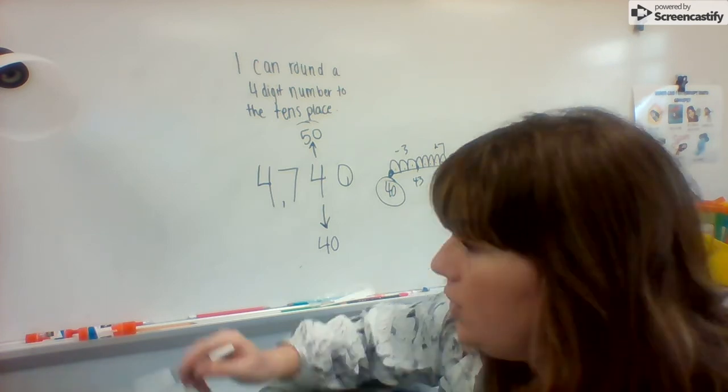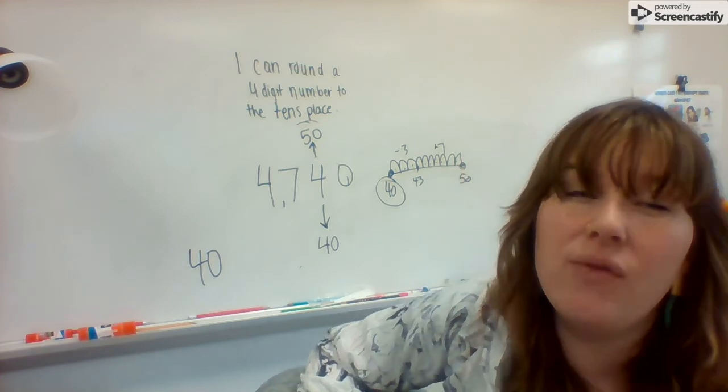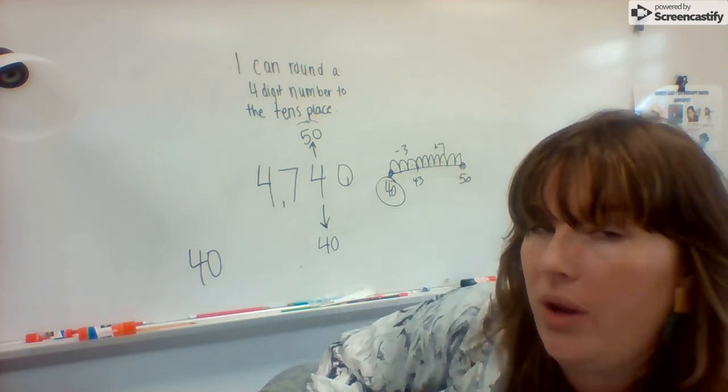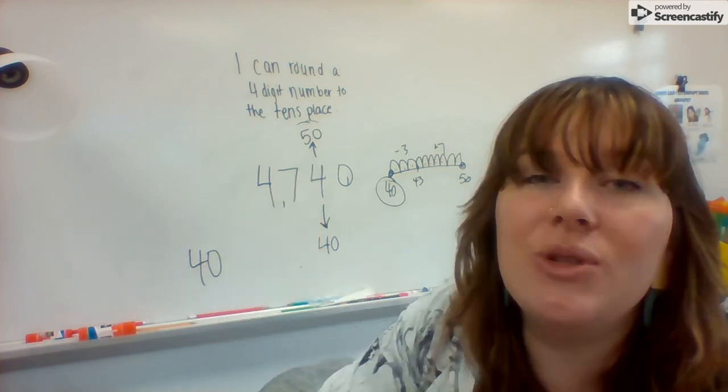Make sure that when you do it, you don't just write a 40, because this number isn't a 40. It's a 4,740. Your I can statement for this lesson was I can round a 4-digit number to the tens place.